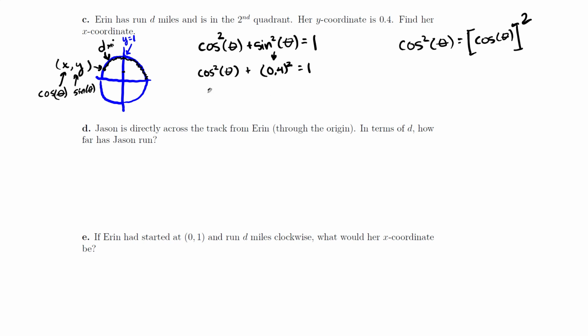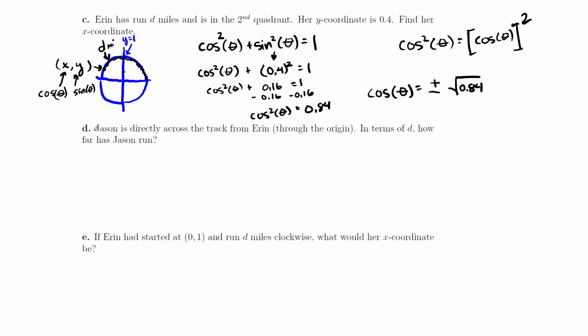All right, so cosine squared of theta plus 0.4 times 0.4, which is 0.16. We can do that. So the cosine squared of theta is equal to 0.84. All right, now we need the cosine, not the cosine squared. So that means we want to take the square root of both sides. But remember, whenever you do a square root, you should be saying plus or minus the square root of 0.84.